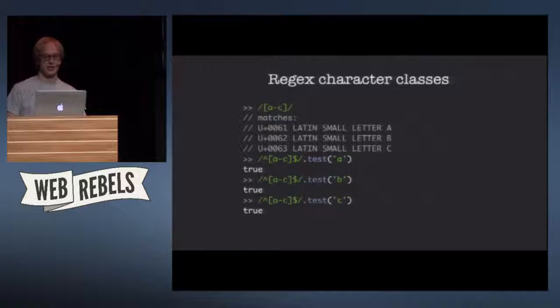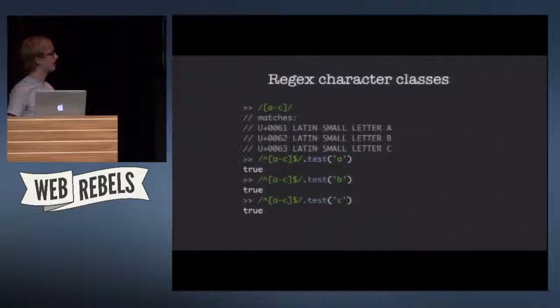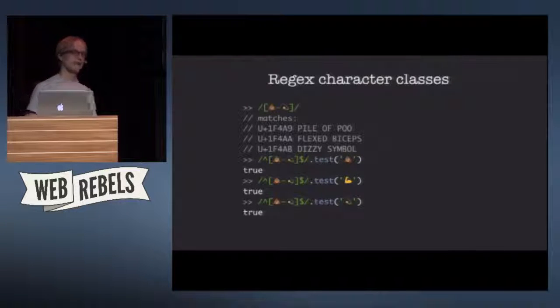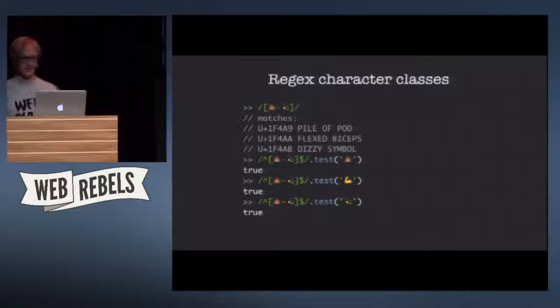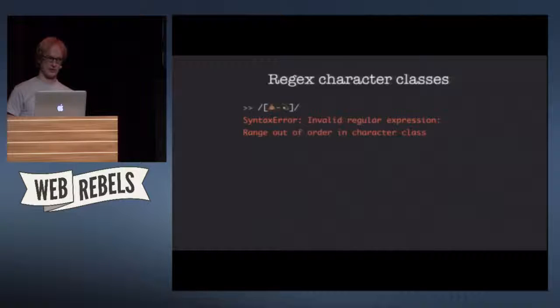Here's another example. In character classes, I'm sure you're familiar with this notation where you can say something like A-C, which means you want to match all characters from A to C. And in fact, this matches A, B, and C. I'm sure I'm not telling you anything new here. Similarly, you may expect this regular expression to match the pile of poo, the flexed biceps, and the dizzy symbol, because that's the order these code points are in the Unicode standard, right? Well, it turns out that it doesn't actually work this way in JavaScript. In fact, you get an error as soon as you try to execute the very first line of code. It will tell you the regular expression is invalid, the range is out of order in the character class.